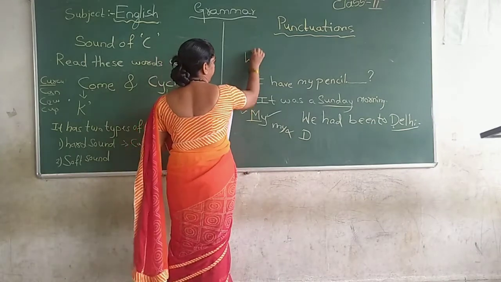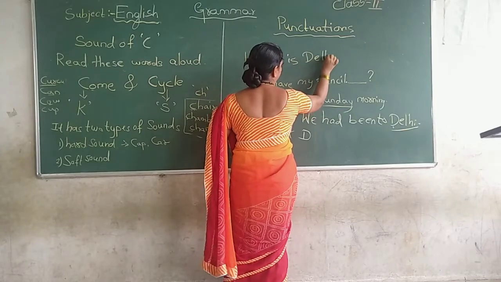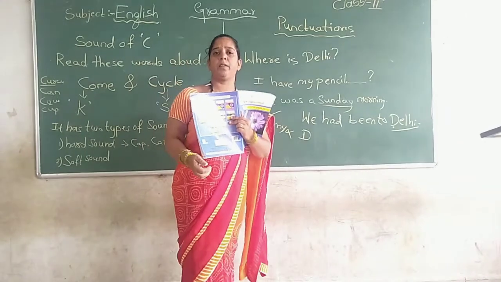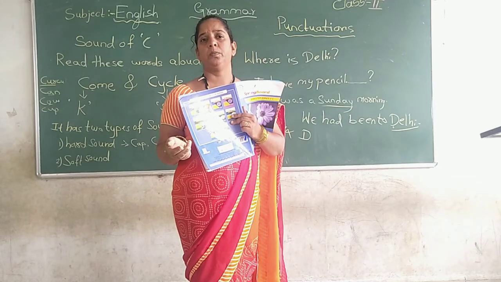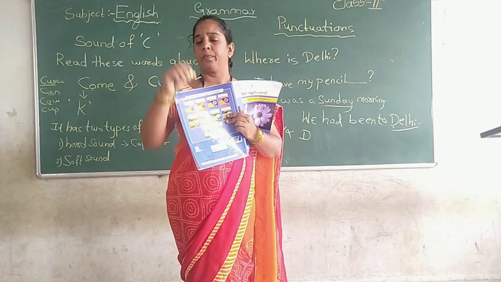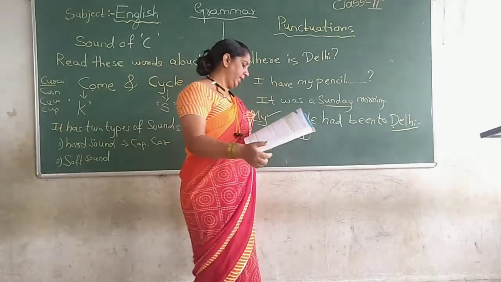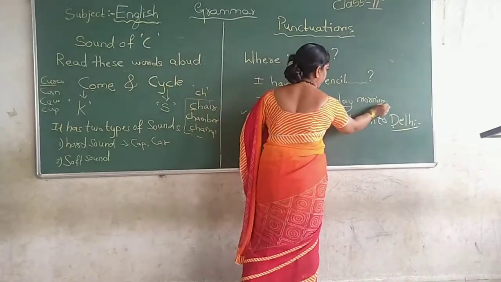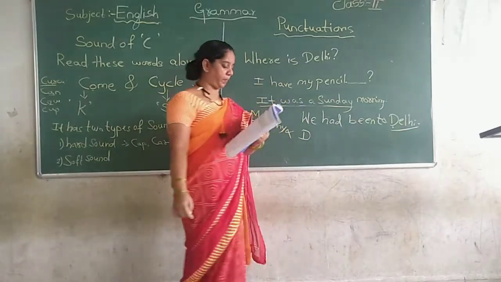So, where is Delhi? Do you give a full stop or a question mark? Where is Delhi? You have to put a question mark when there is a questioning word like where, what, when, how, are these, are those. So you have to punctuate with the question mark. This sentence begins with the capital letter and ends with the full stop. See, this sentence starts with the capital letter and ends with the full stop.